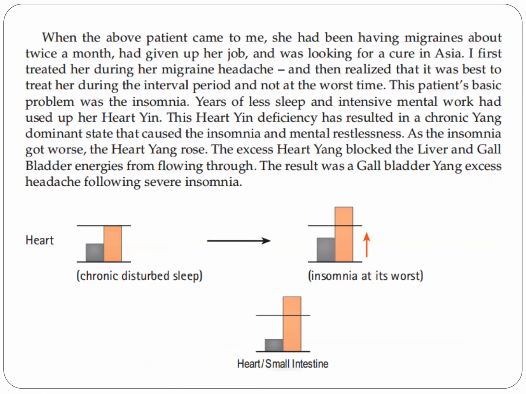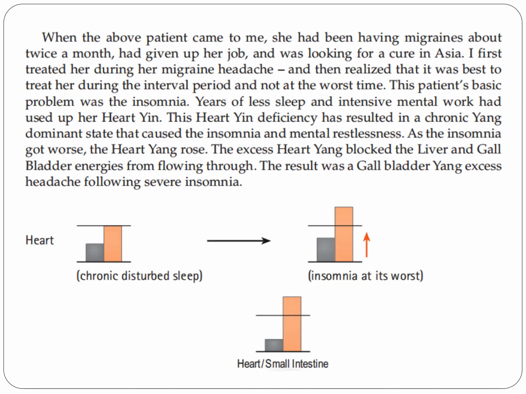When this patient went to the author, she had been having migraines about twice a month, had given up her job, and was looking for a cure in Asia. The author treated her during her migraine headache and then realized that it was best to treat her during the interval period and not at the worst time. So this patient's basic problem was insomnia.